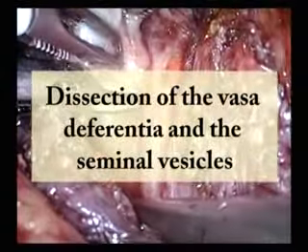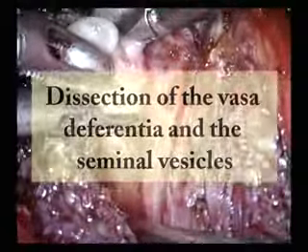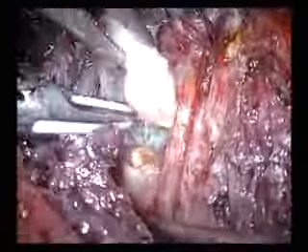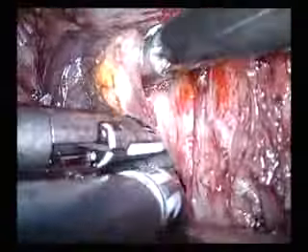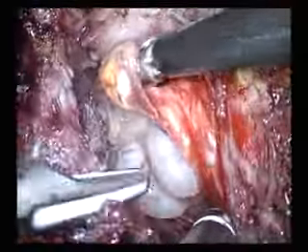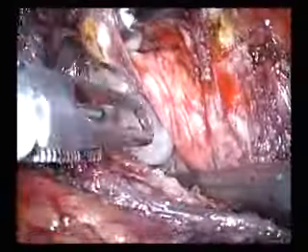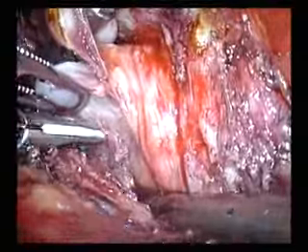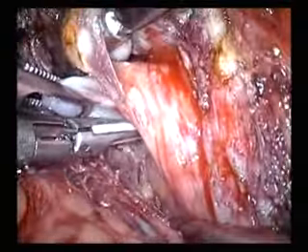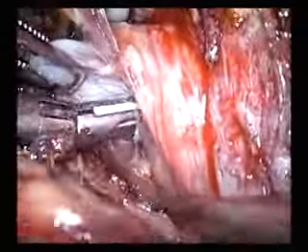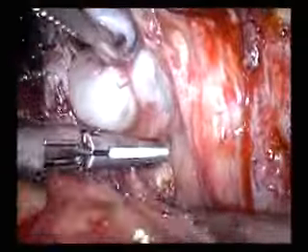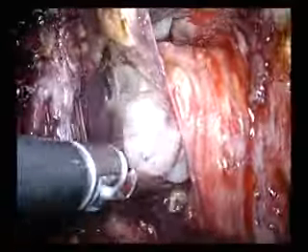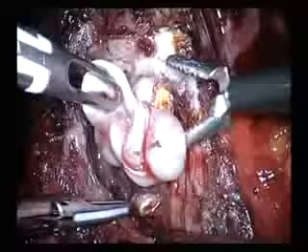The next step of the procedure is the dissection of both vasa deferentia and seminal vesicles. Once the right vas is dissected, the assistant grasps and pulls it contralaterally to facilitate the dissection of the seminal vesicle by the surgeon, and vice versa. Care is taken to avoid any injury to the pelvic plexus and the neurovascular bundle, which run in close proximity to the tips of the seminal vesicles.